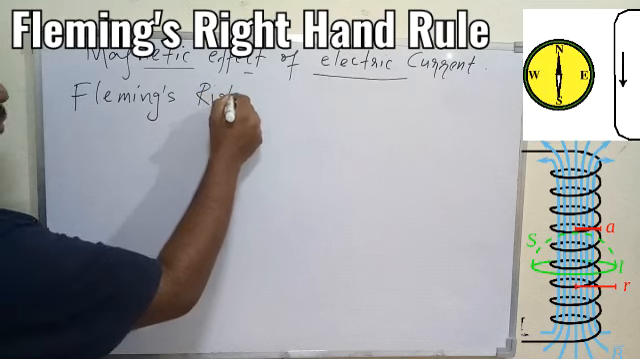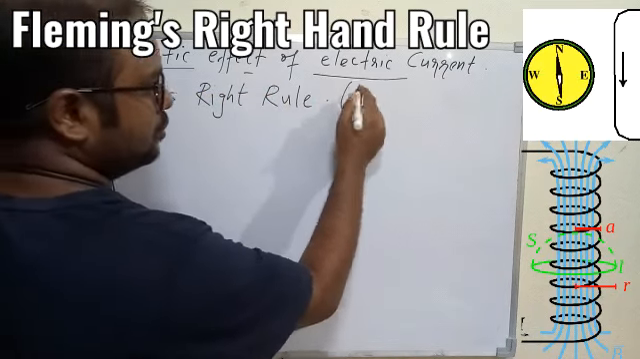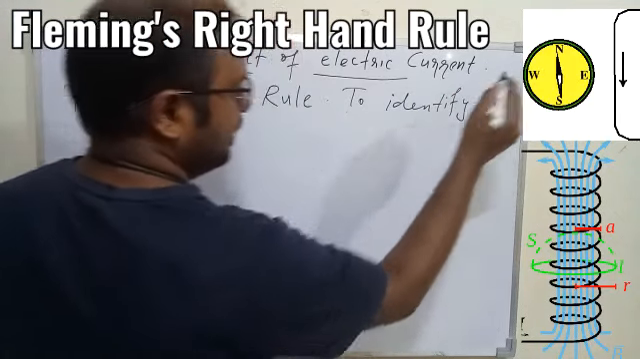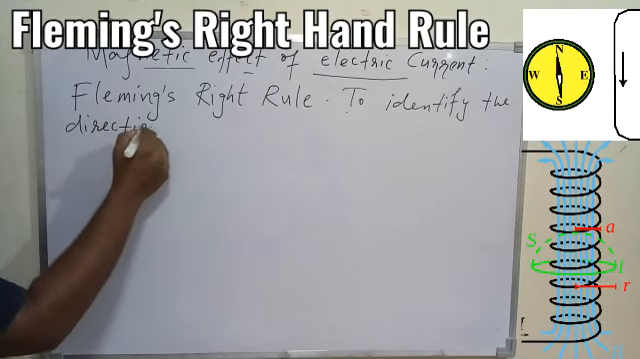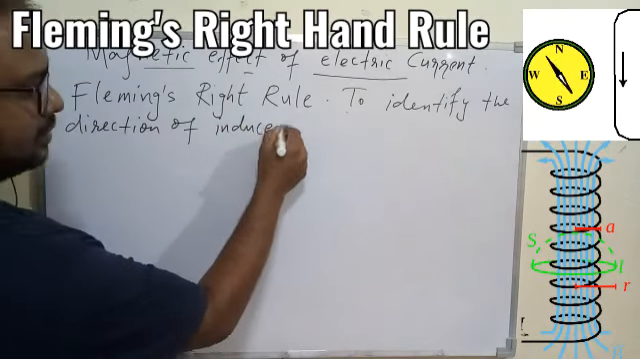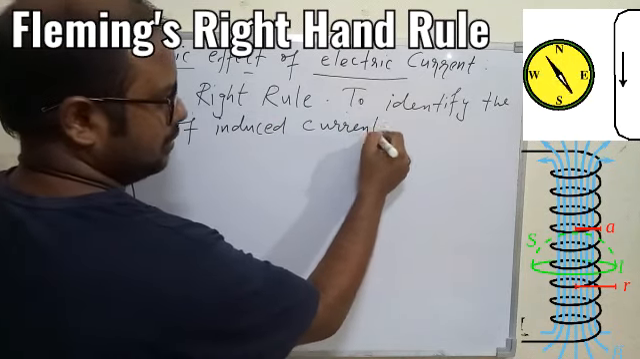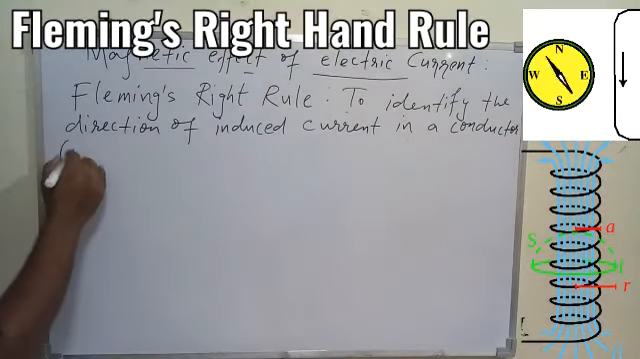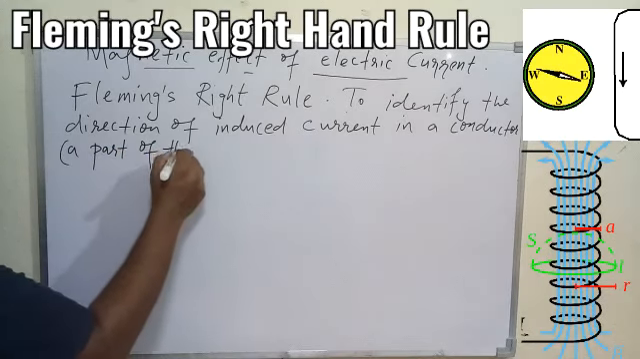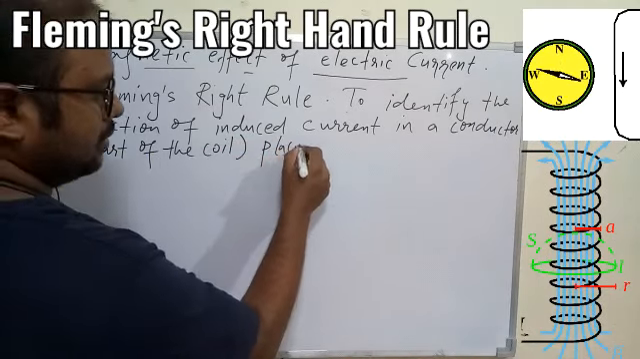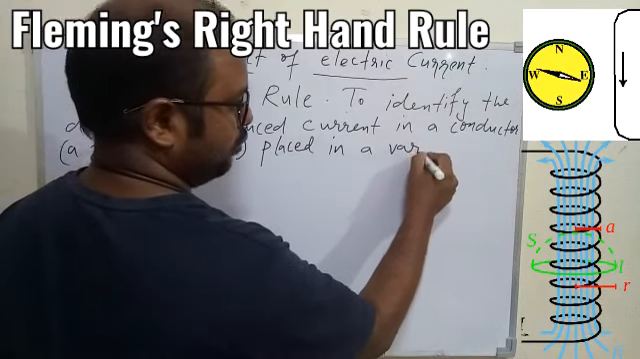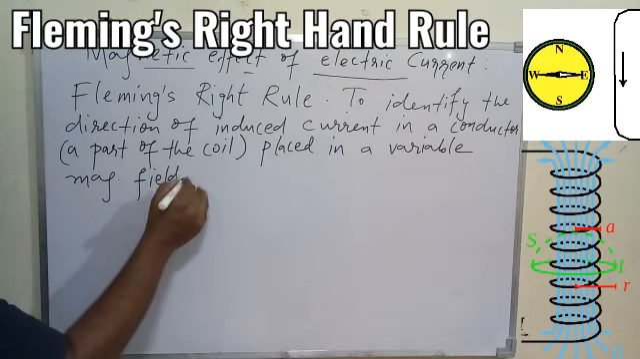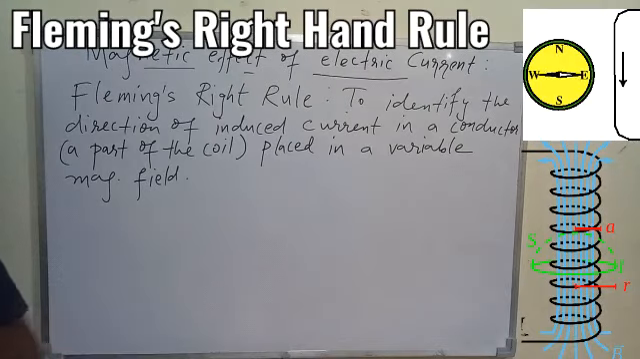This is also a very important rule we have, and this rule is to identify the direction of induced current in a conductor which is a part of the coil placed in a variable magnetic field. So let's understand this rule.